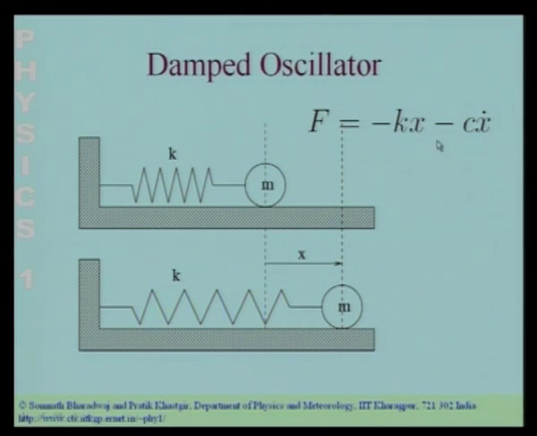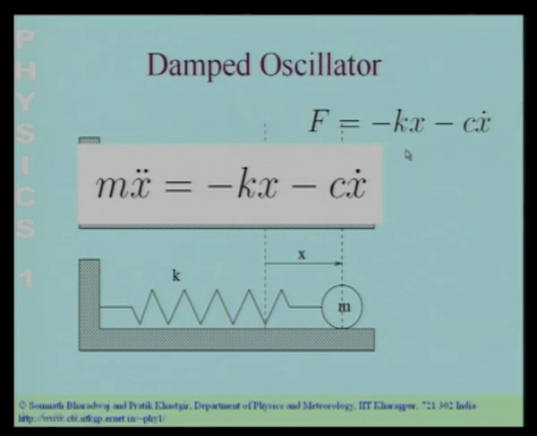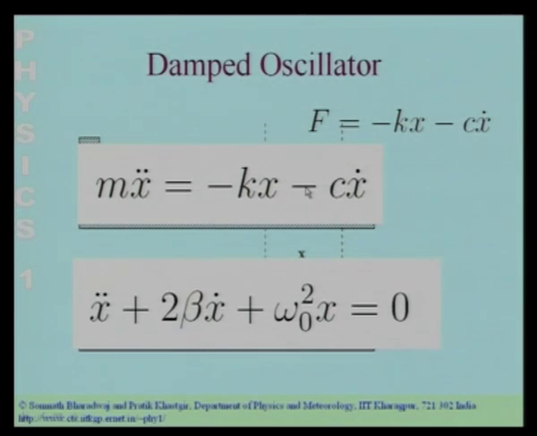Putting these two components of the force into the equation of motion, this is what we get. Mass into the acceleration is equal to the force. The force now has these two components, one from the spring and one from the damping. Now, it is convenient to recast this equation and write it as follows, as shown over here.